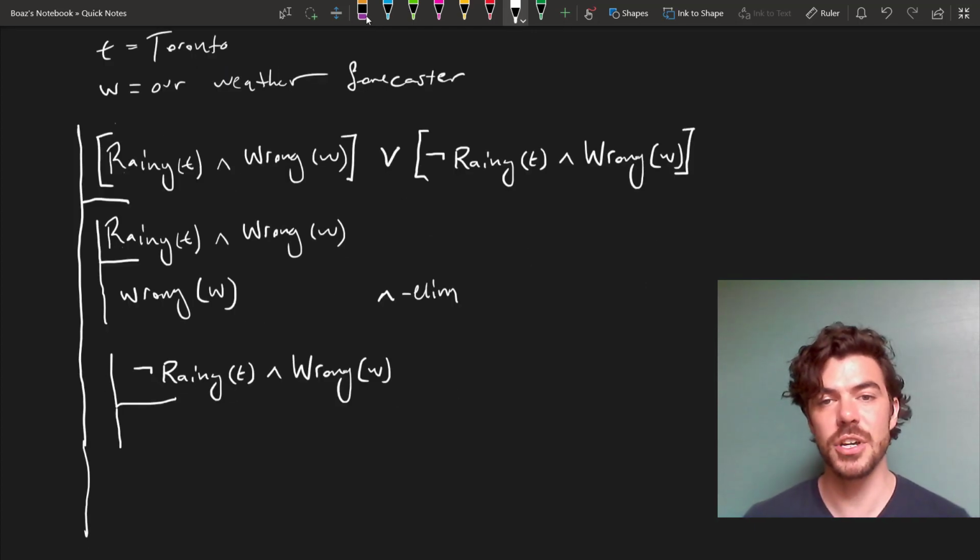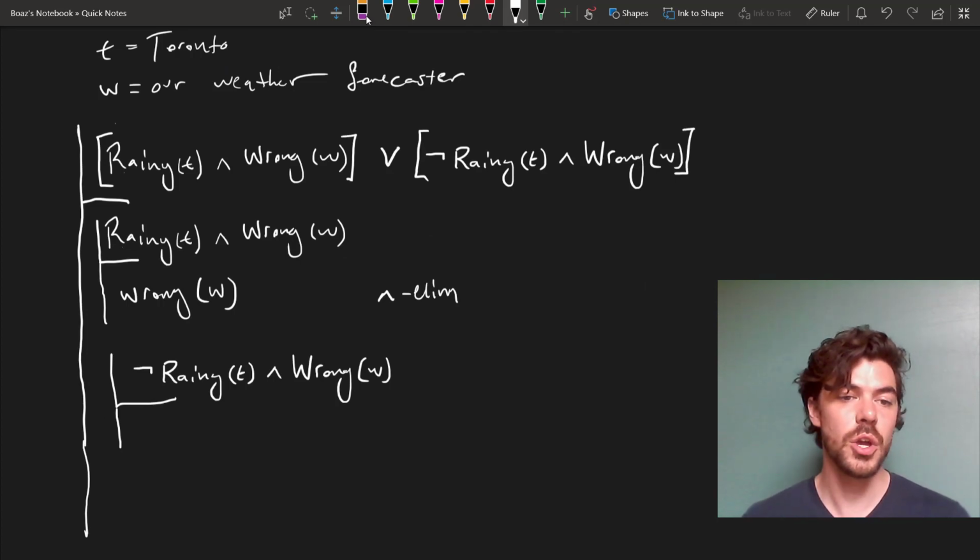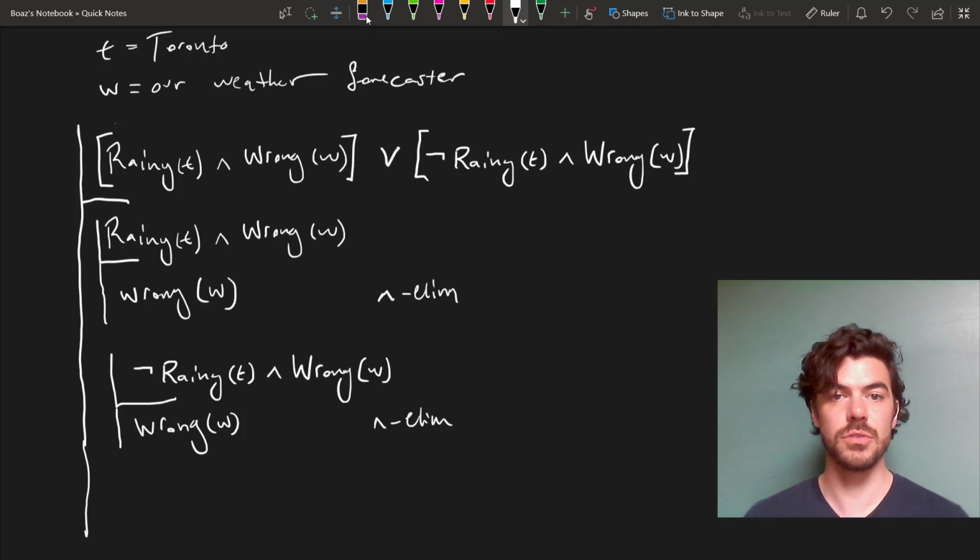If we assume the other disjunct, that it's not rainy in Toronto and the weather forecaster is wrong, we can do the same thing. By conjunction elimination, we get that the weather forecaster is wrong. And since these are our two disjuncts, this is all that we're dealing with, and assuming either one, we get the same conclusion, we're allowed to derive from this that the weather forecaster is wrong.